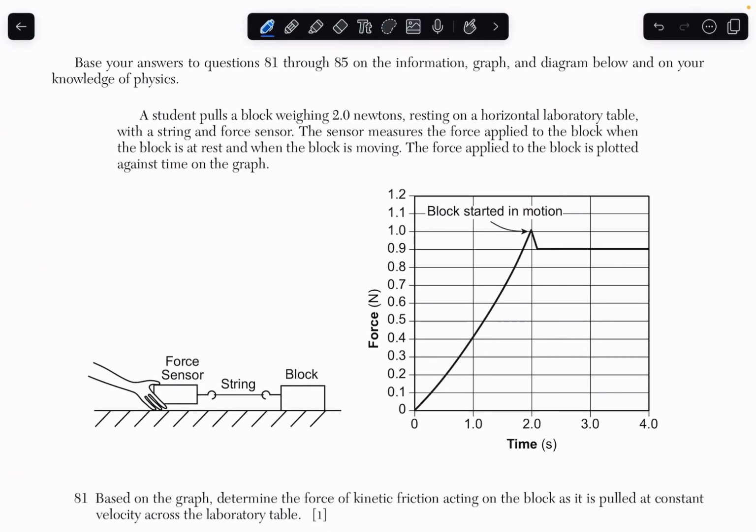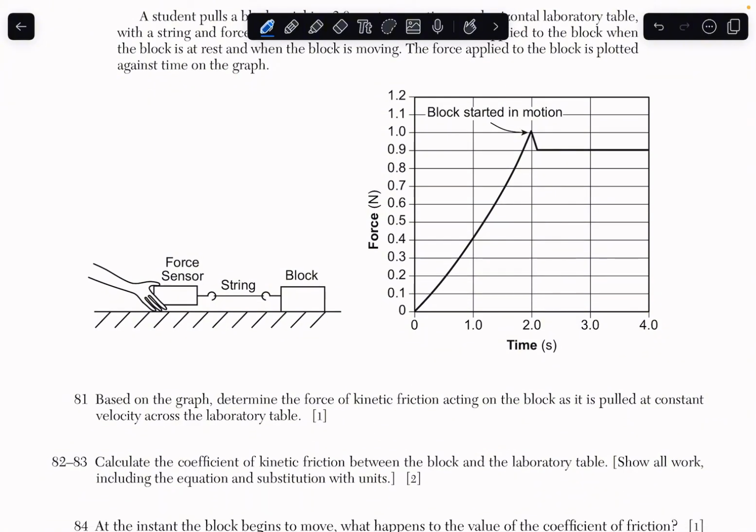Base your answers to questions 81 through 85 on the information, graph, and diagram below on your knowledge of physics. A student pulls a block weighing 2 newtons resting on a horizontal laboratory table with a string and force sensor. The sensor measures the force applied to the block when the block is at rest and when the block is moving. The force applied to the block is plotted against time on the graph. 81. Based on the graph, determine the force of kinetic friction acting on the block as it is pulled at constant velocity across the laboratory table.